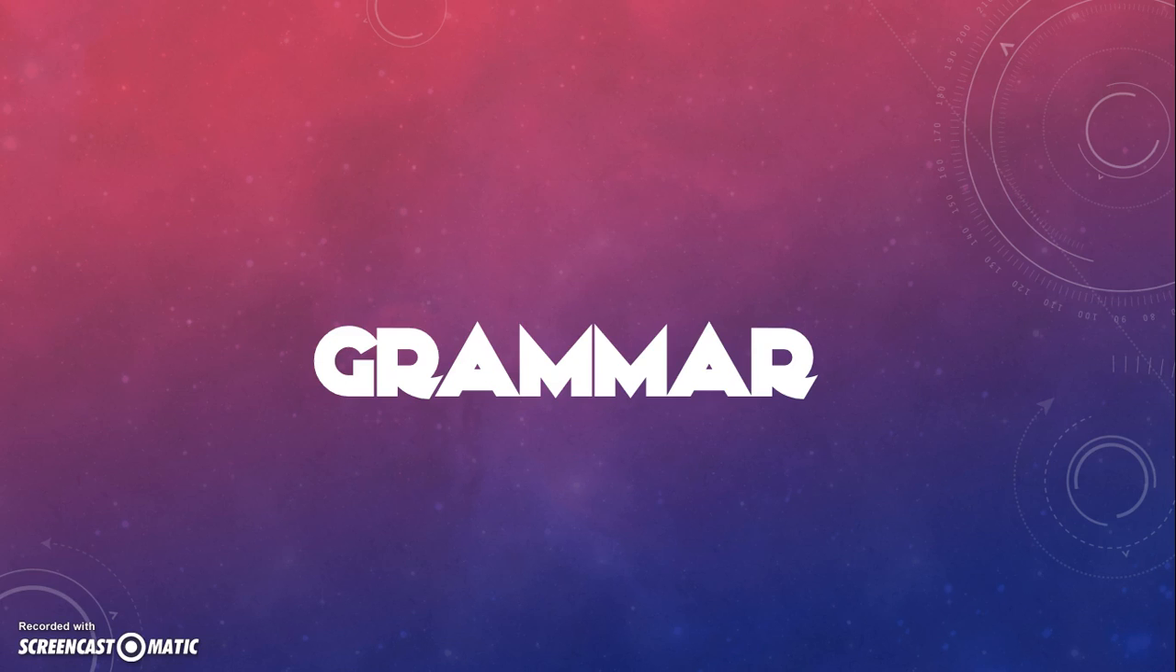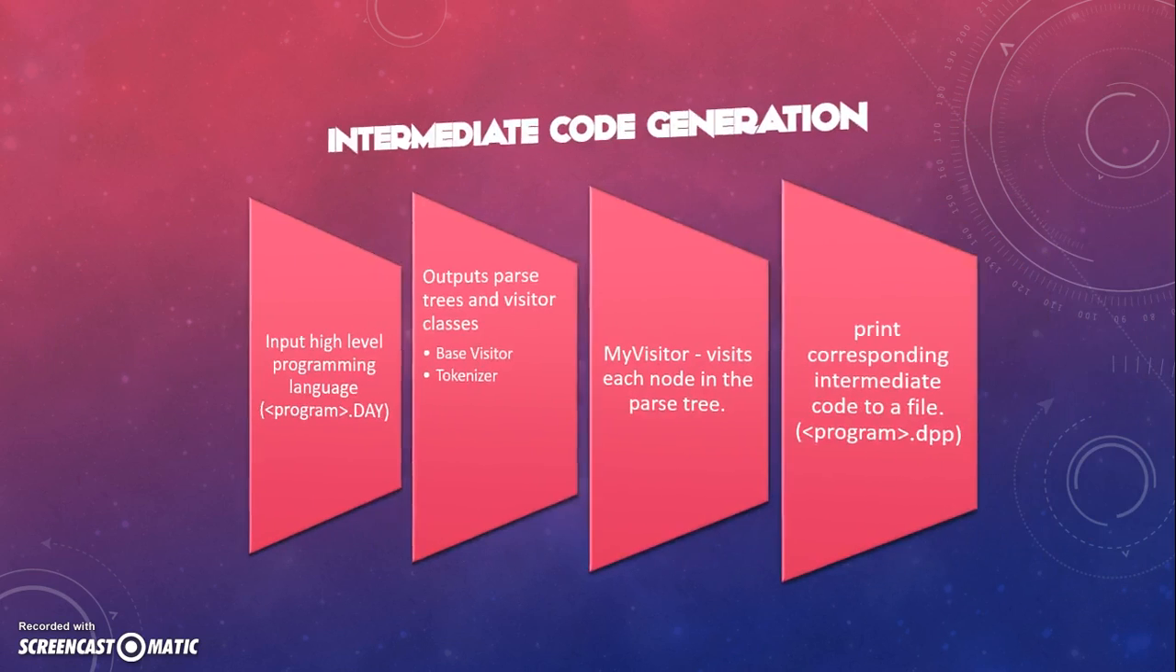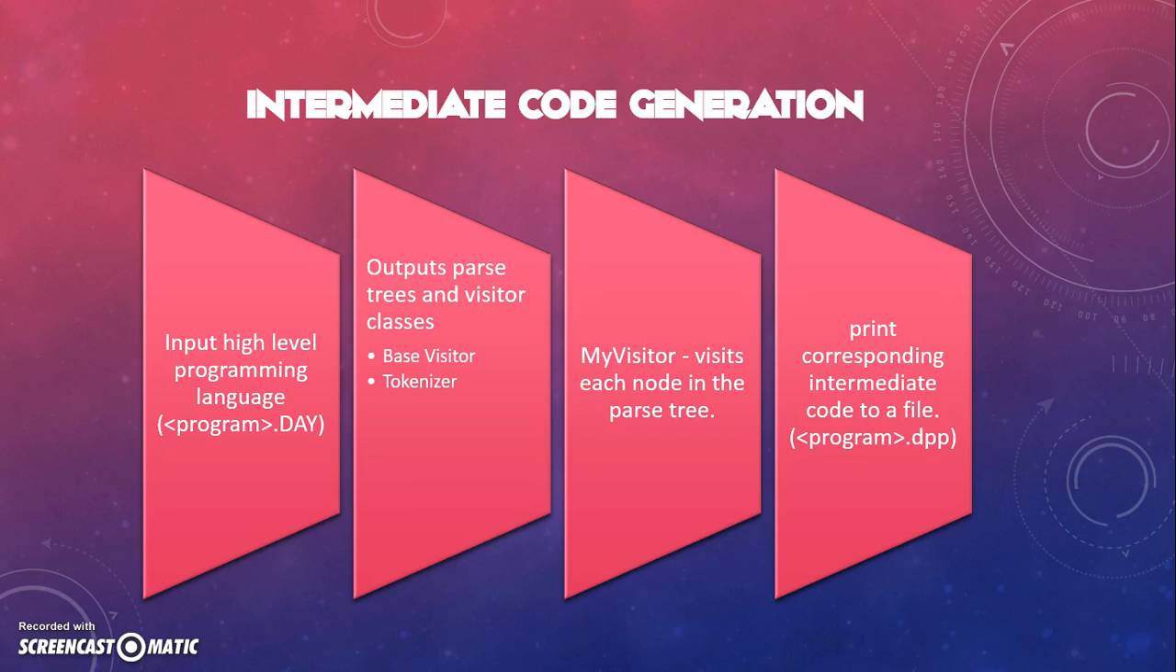Let's have a look at how the intermediate code is generated. After we write our high-level language, ANTLR uses the grammar file to create various classes like base visitors and tokenizers. The parser then creates the parse tree using these classes.